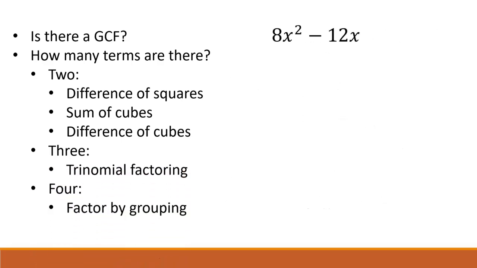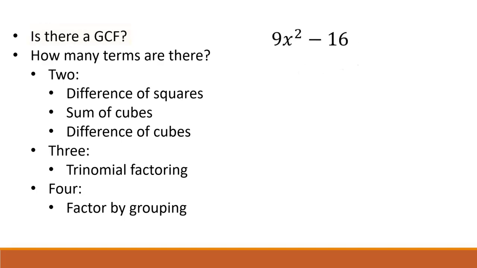Let's start with 8x squared minus 12x. The first step for factoring any polynomial is to see if there's a greatest common factor. This polynomial has a greatest common factor of 4x, and when we factor the 4x out, that leaves us with another factor of 2x minus 3. Your next step should always be to look at that remaining factor, the 2x minus 3 in this problem, to see if it can be factored anymore, and this one can't, so we're done with this.